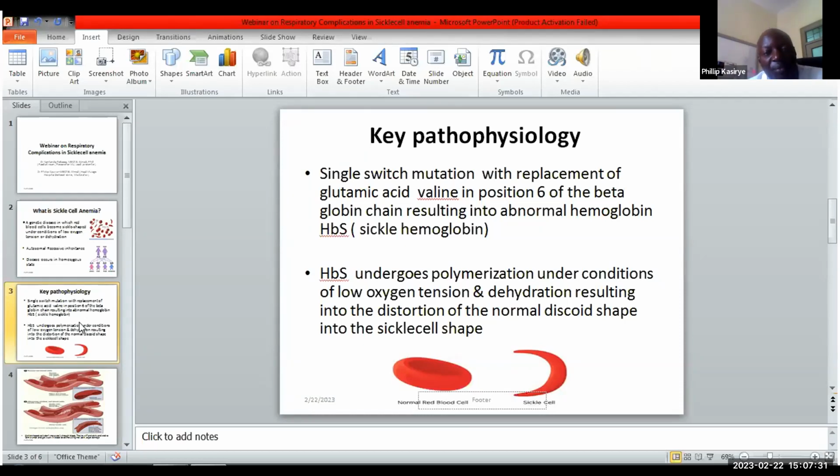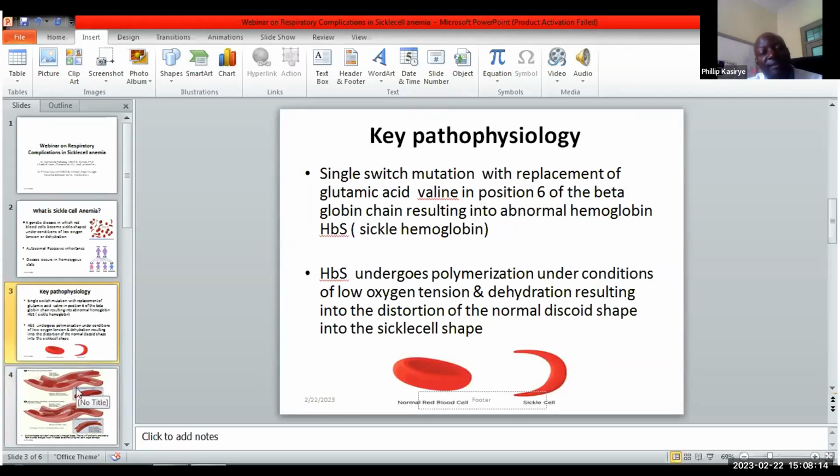So the abnormal hemoglobin, called sickle hemoglobin, results from a single point mutation with replacement of glutamic acid by valine in position 6 of the beta globin chain. Under the conditions mentioned earlier, that is low oxygen tension and dehydration, amongst others, it undergoes polymerization, resulting in distortion of the normal discoid red blood cell into the sickle cell.